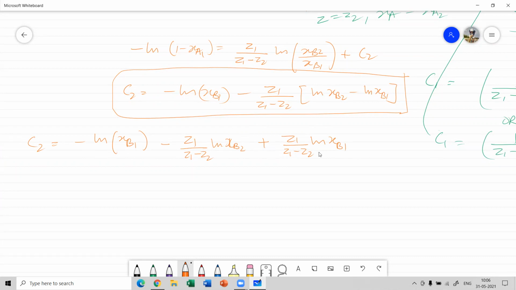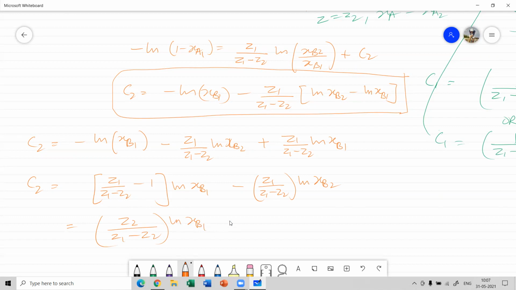Now ln x_B1 is taken out common, so it will be z1 over (z1 minus z2) minus 1, ln x_B1, minus z1 over (z1 minus z2) ln x_B2. Now this can be rearranged. So this will be z2 over (z1 minus z2) ln x_B1 minus z1 over (z1 minus z2) ln x_B2. So let's say this is the value of your C2.